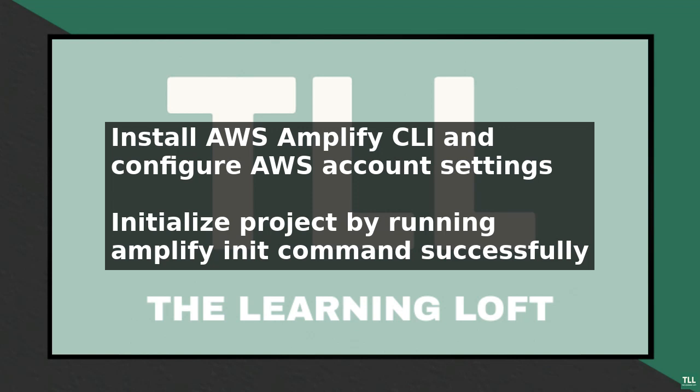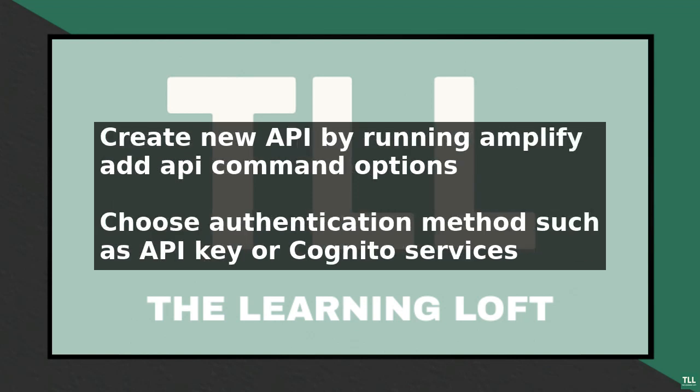Choose the authentication method for your API, such as API key or Amazon Cognito. After creating your API, you need to configure the API endpoint and test the API using a tool like Postman. You can also use the AWS Amplify API category to integrate with other AWS services like Lambda or S3.